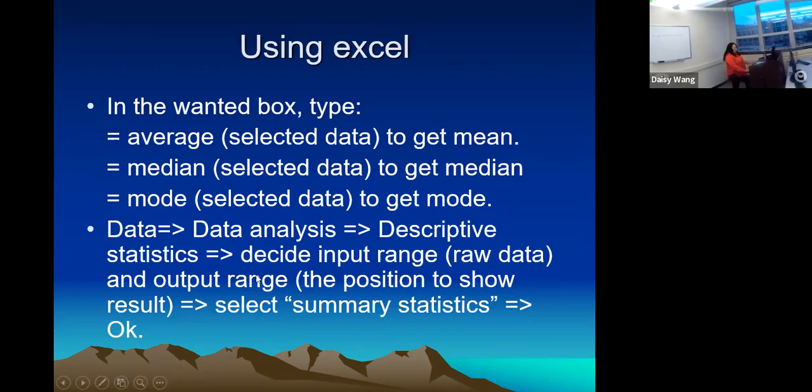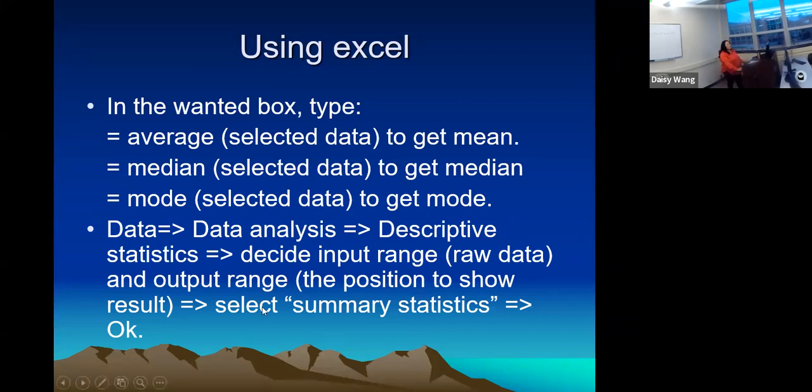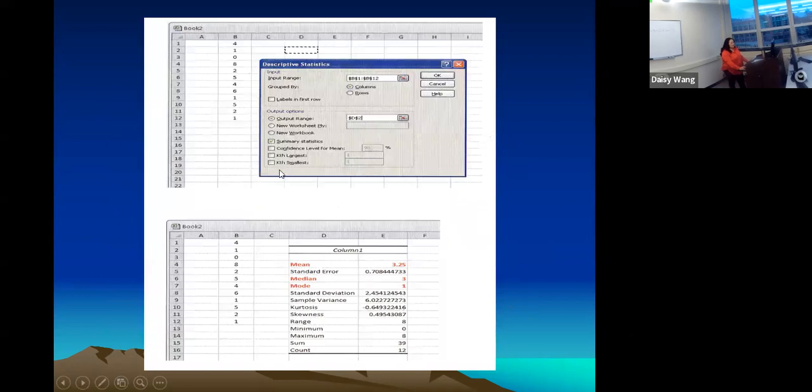So when we use Excel, we can easily put in the function average, and then we can put in median, and then mode to calculate. And then we can also use Data Analysis and then Descriptive Statistics. Then we can select the range and put the output range where we're going to show the table. And then they will have a summary statistics. So it looks like this.